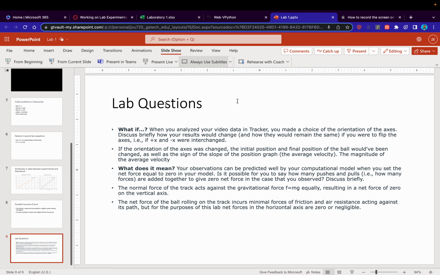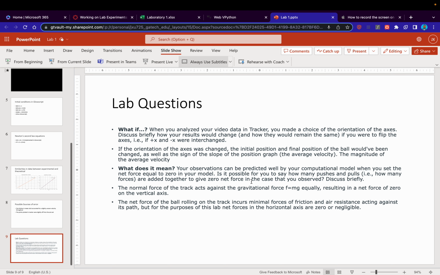Our lab questions. Now, what if the axes were changed or flipped? Well, if the orientation of the axes was changed, the initial position and the final position of the ball would have been changed, as well as the sign of the slope of the position graph, or the average velocity. So the average velocity would change signs, but the magnitude of the average velocity here would stay the same.